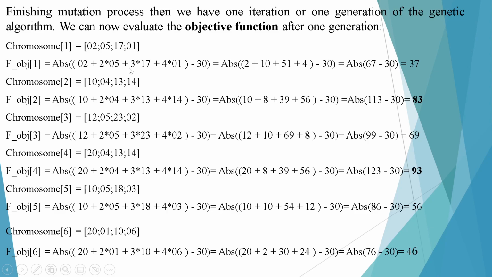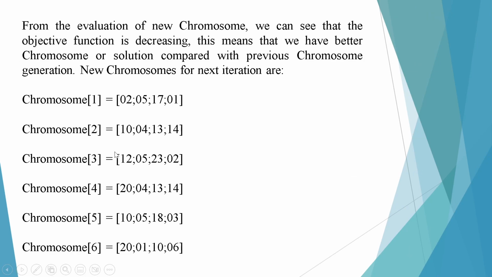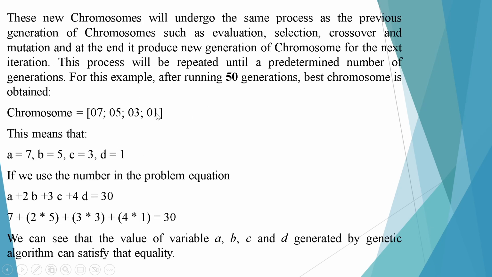Okay, and then after the mutation process, we evaluate the objective functions again, and we compare back with the previous objective function. This value is decreased, and this is increased. These two are actually increased, the rest are decreased. That's why we iterate. So this is the new chromosome after the first generation, and then the process is repeated for 50 generations.